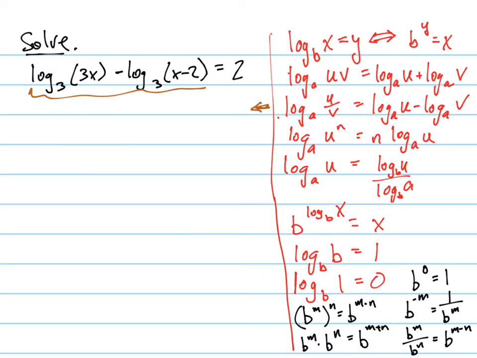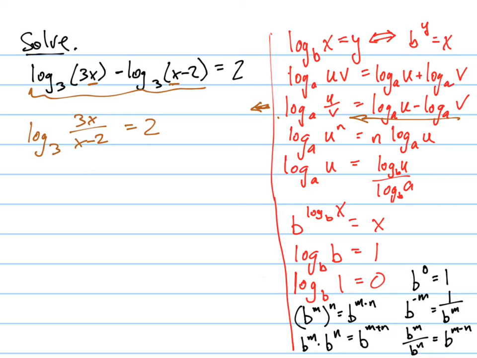How can I get x by itself? Well, we have two x's here. So somehow we're going to have to condense them together, right? So we're going to condense it going from here to there. So this means I have log base 3 of 3x over x minus 2 equals 2.